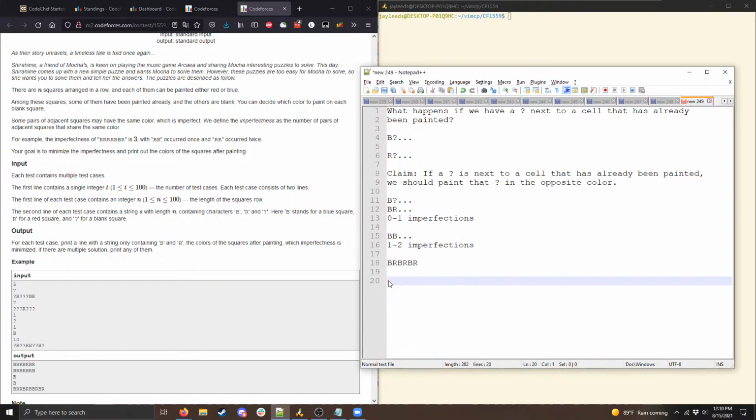The one other edge case we have to deal with is if there are all question marks. In this case, it really doesn't matter whether the first one is a B or an R, just because of symmetry. So one way you can think about this is we can just do BR, BR, BR, BR, and we're going to have no imperfections, so that's clearly optimal.